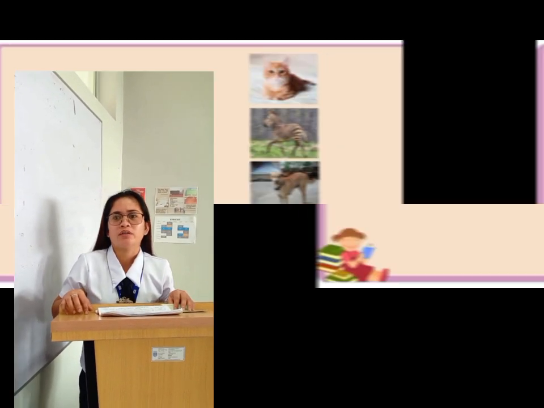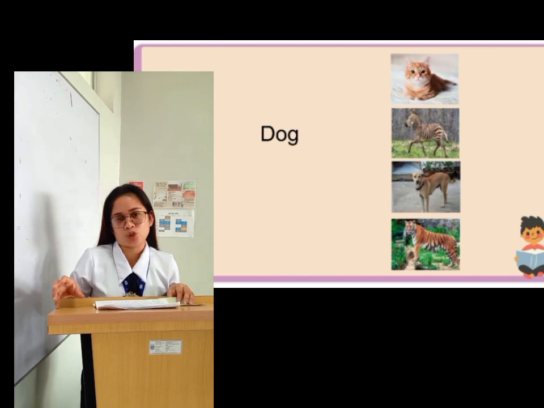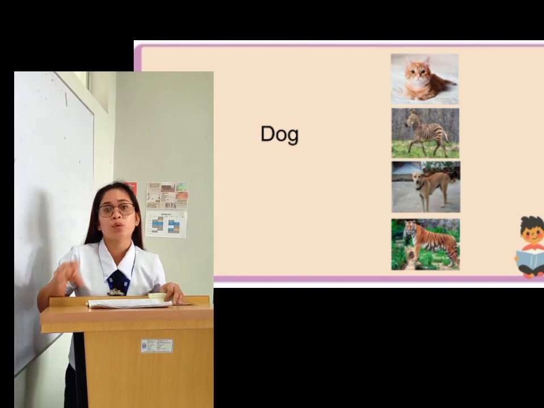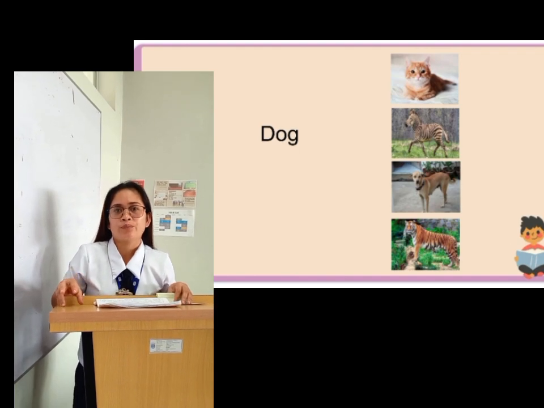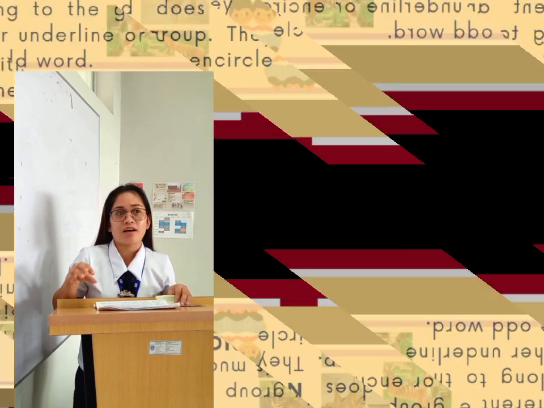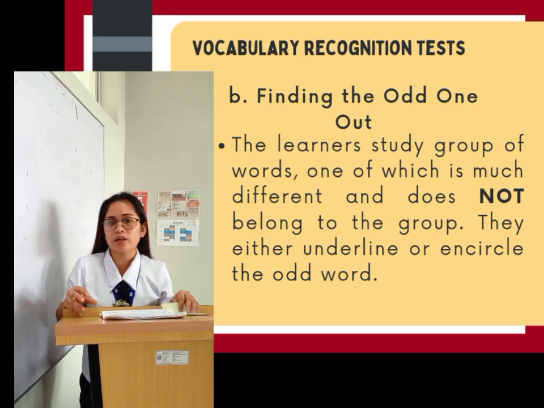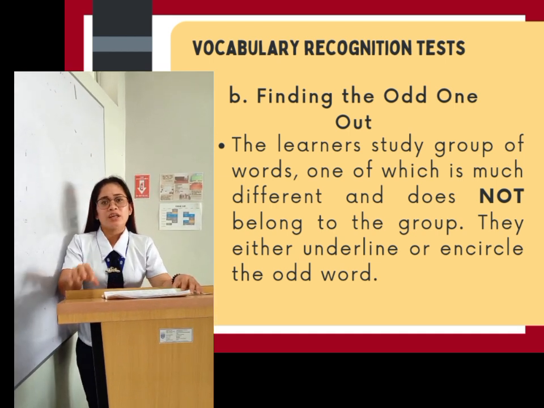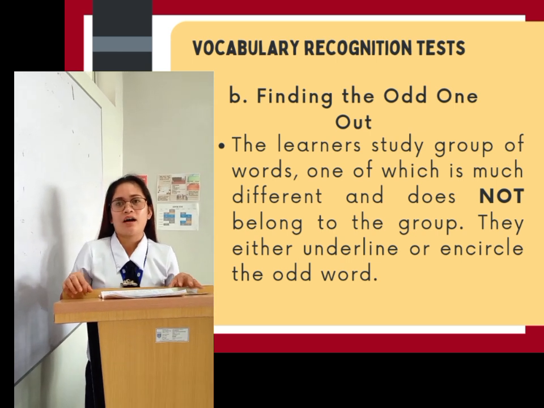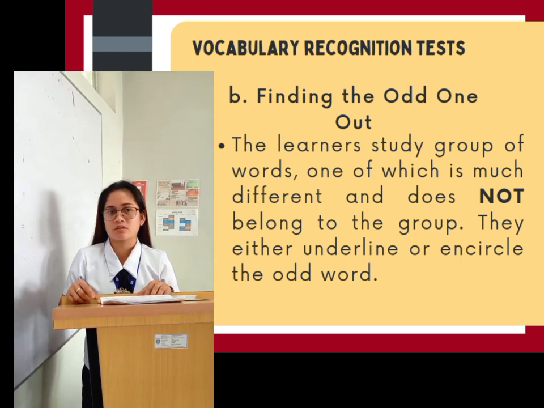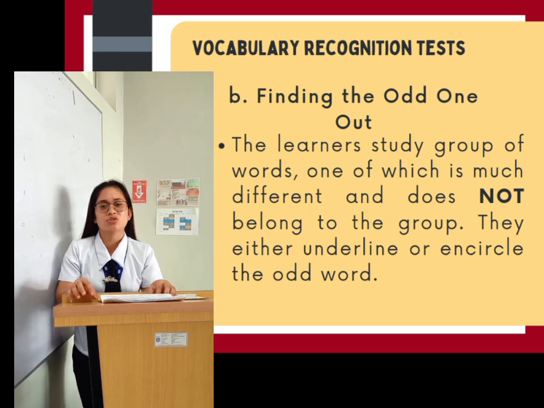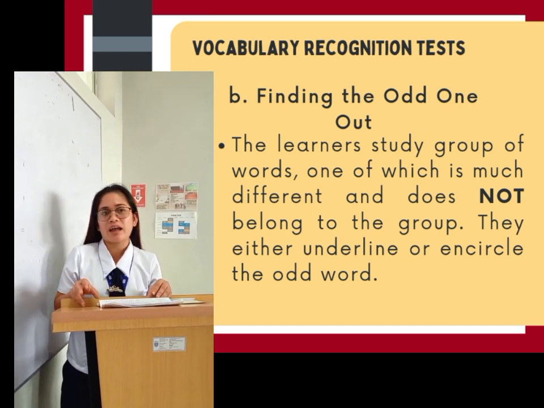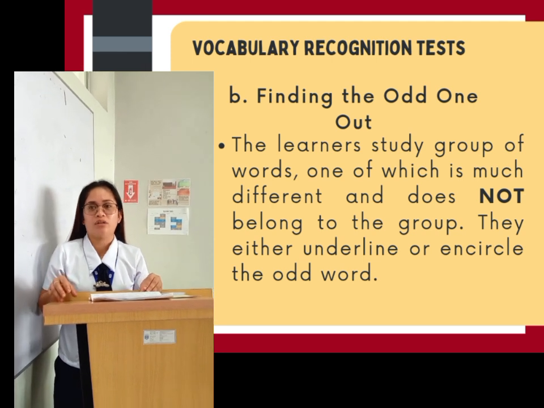For example, in the picture, the dog. You should tell the learners to identify where the dog is there. The second one is finding the odd one out. Here, the learners study a group of words, one of which is much different and does not belong to the group. They either underline or encircle the odd word.